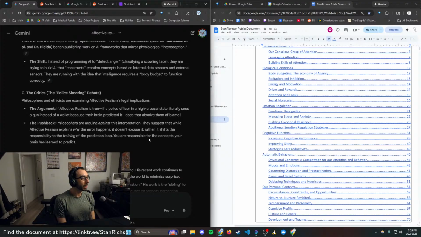All right, the pushback. Philosophers are arguing against this interpretation. They suggest that while affective realism explains why the error happens, it doesn't excuse it. Rather, it shifts the responsibility to the training of the prediction loop. Hey, look at that. You are responsible for the concepts your brain has learned to predict.